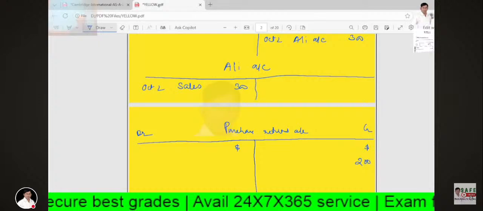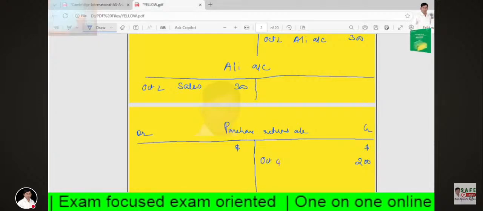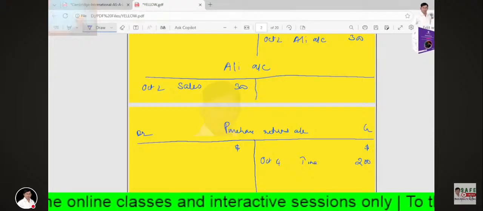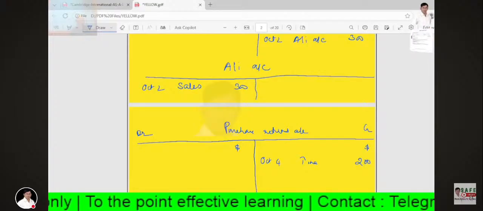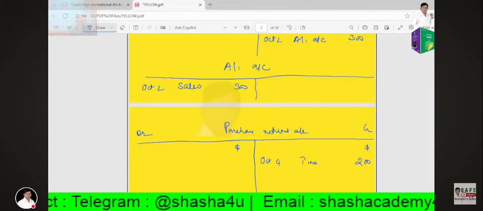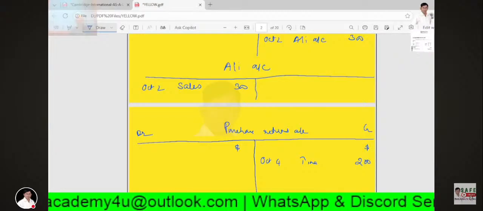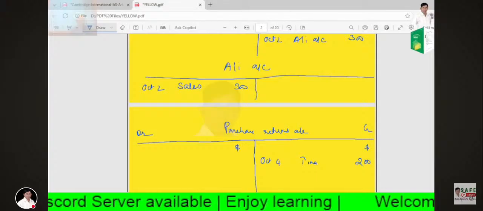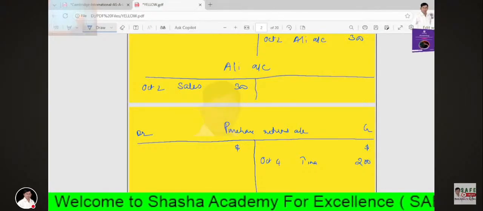It is on October 4th, and Tina's account. We have to credit purchase returns 200 with the debit to Tina. This is how you have to read and understand accounts. Very important, so that the logical flow of concepts is very clear. Now next.